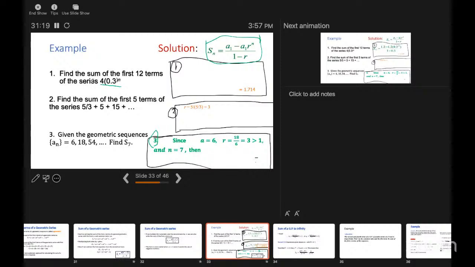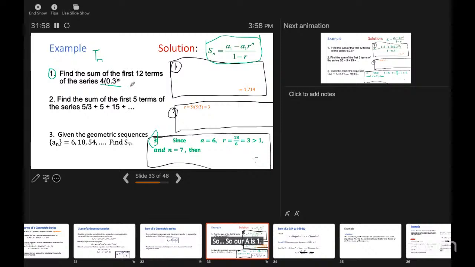So in this case, in case number 1, who can tell me what our first number is? This is the general term. What is A? A is 4? If I tell you that you are wrong, A cannot be 4 now. The general term is given. What is the general term? The first term will be 4 times 0.3 raised to power 1, which equals 1.2. So our A is 1.2.